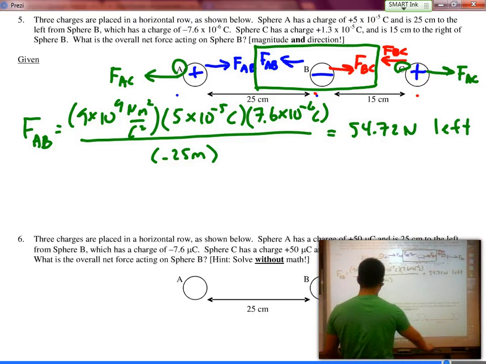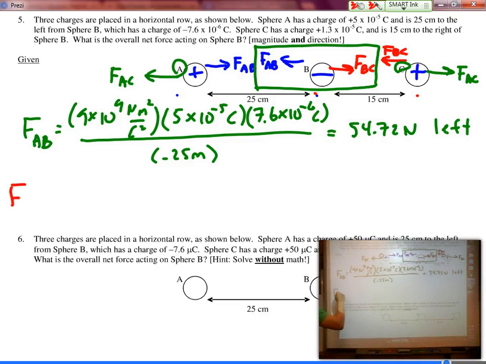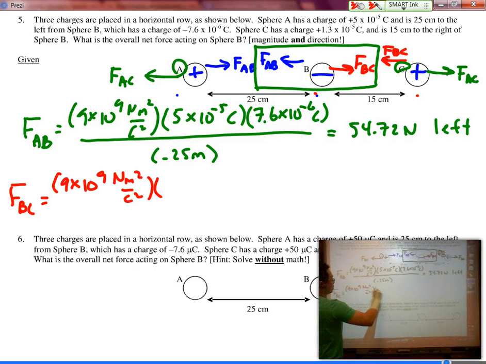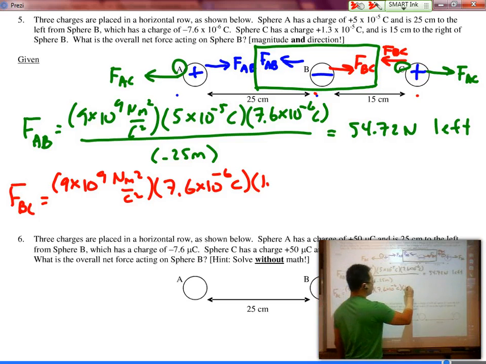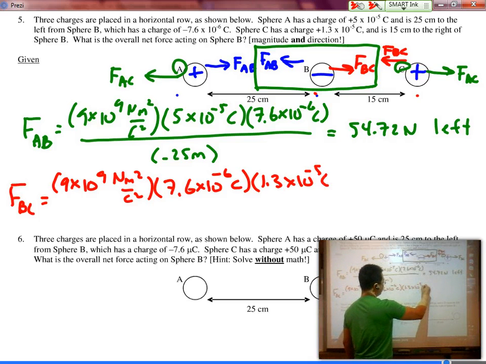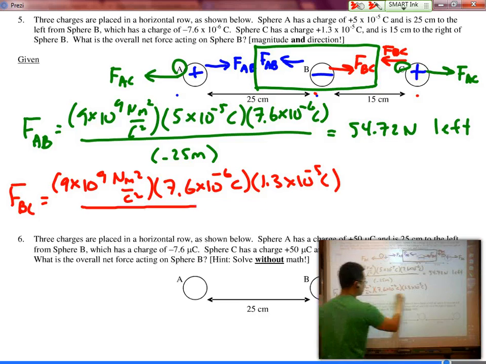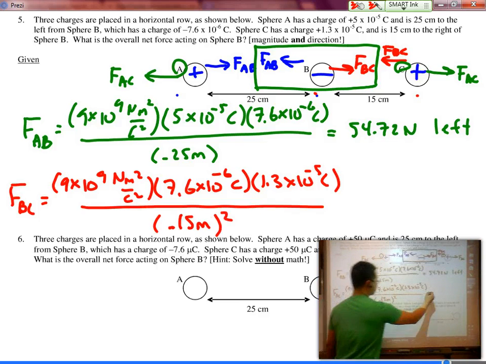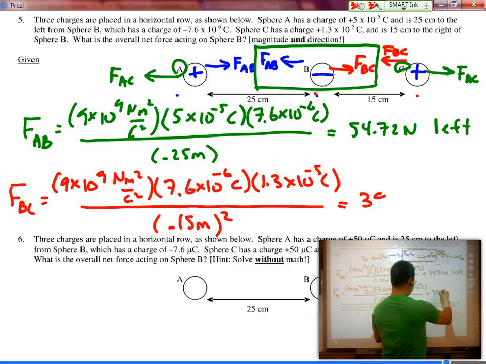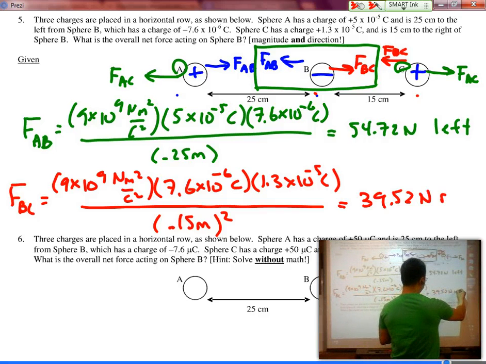Meanwhile, force BC would equal 9 times 10 to the 9th. Sphere B was 7.6 times 10 to the negative 6 coulombs. Sphere C was 1.3 times 10 to the negative 5th coulombs, divided by a distance of 0.15 meters squared. 39.52 newtons right.